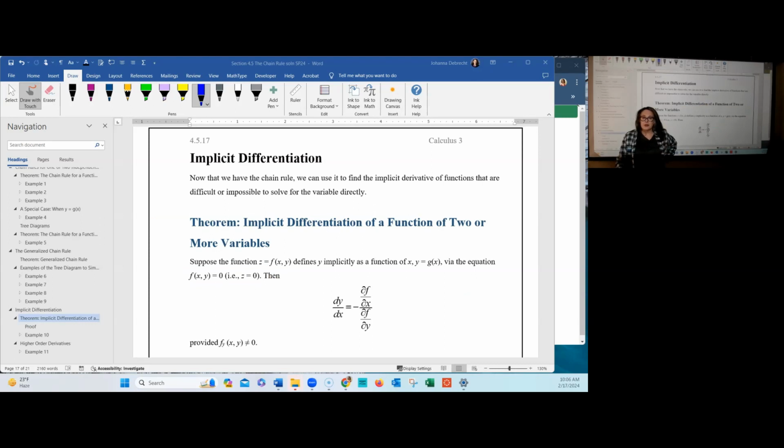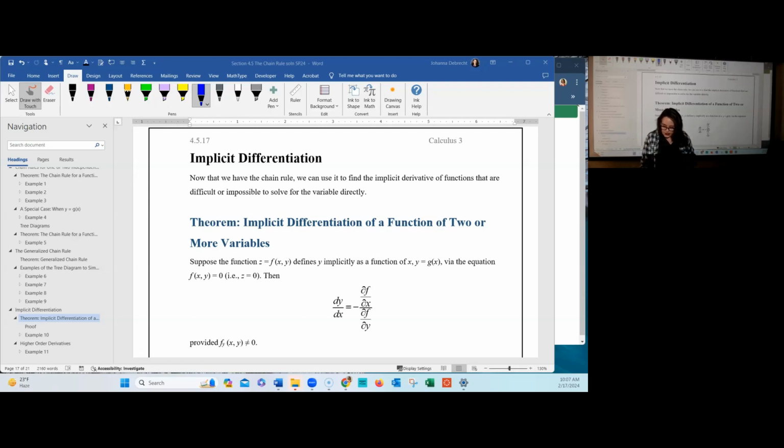Now that we have the chain rule, we can take a look at one application of the chain rule where we're able to solve for the derivative of y with respect to x implicitly. This comes in handy when you have functions where it's impossible or very difficult to solve for y in terms of x. What we're going to do in this case is start with a function of both x and y. This function, if we set it in the xy plane where z equals 0, will implicitly define y as a function of x.